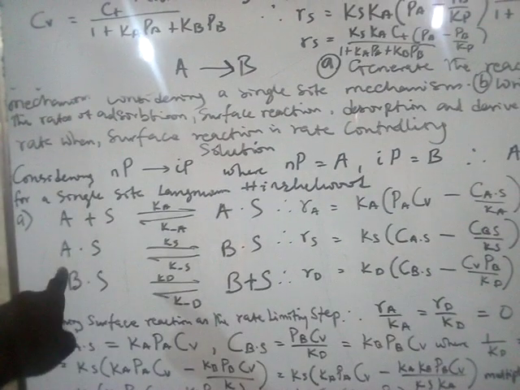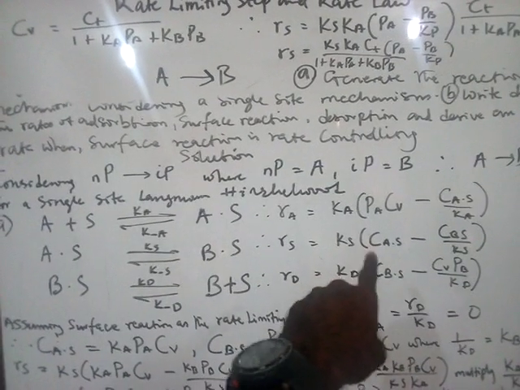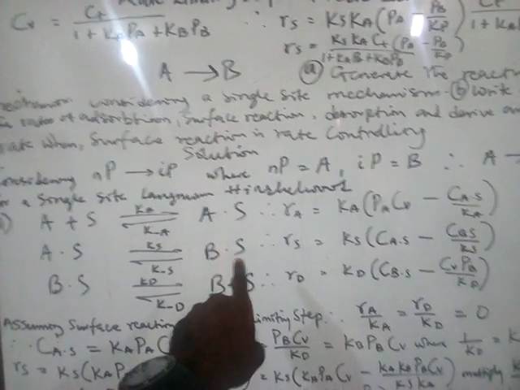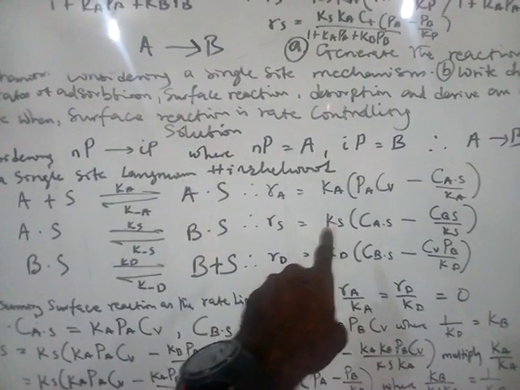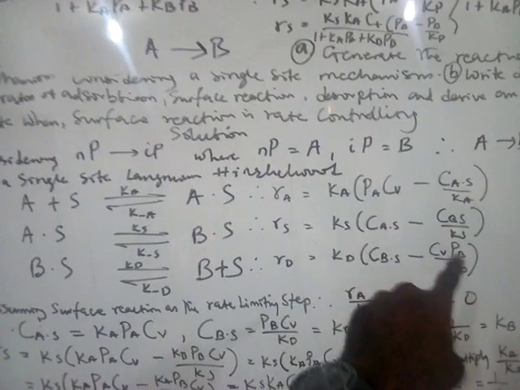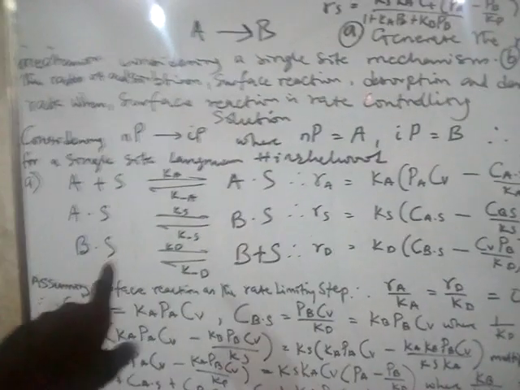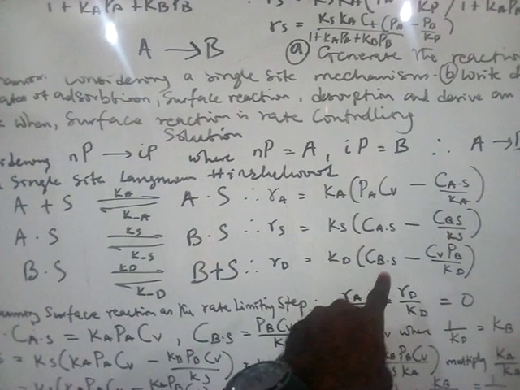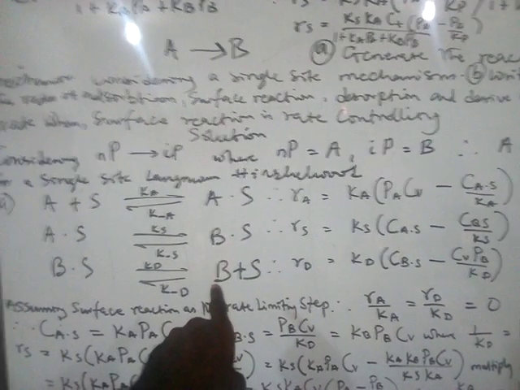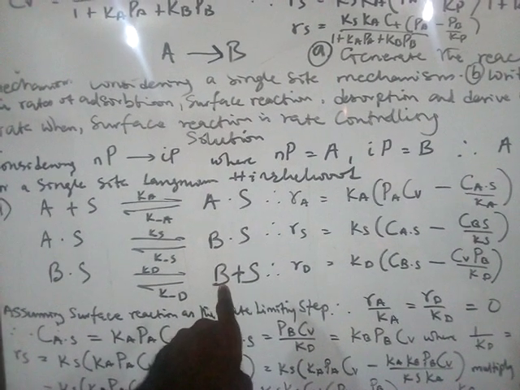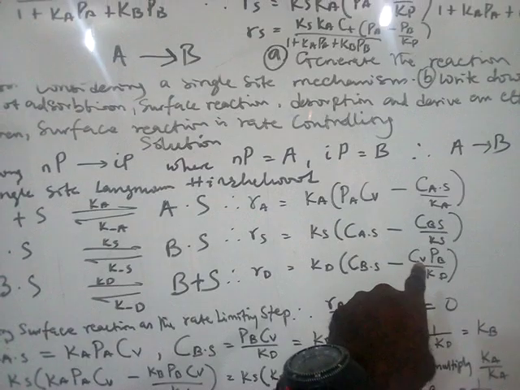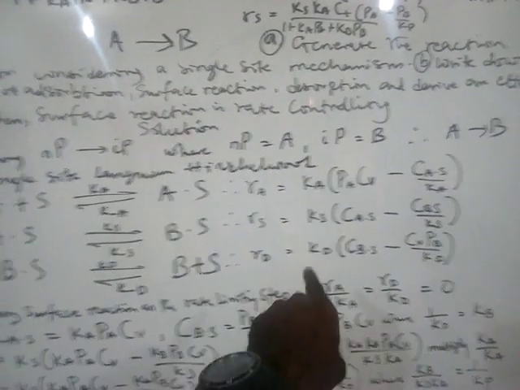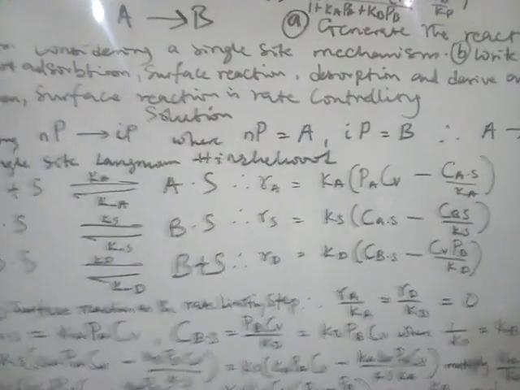For the second one, we have A on X already. So that's why this side you have CAS, whereas this other side you have B on X. That's why we have CBS all over KS. That is for RS. So you have KS bracket CAS minus CBS over KS. Then for the last one, we have BS this side. That's why we have RD equals to Kd CBS. Then minus, what do we have here? We have ordinary B in the gaseous phase, which will be represented by PB, and vacant site X, which will be represented by CV. That's why we have CV and PB all over Kd. So that's how we derive these rate laws from these mechanisms.